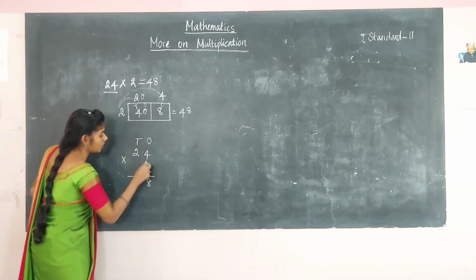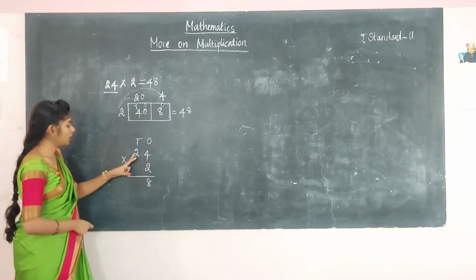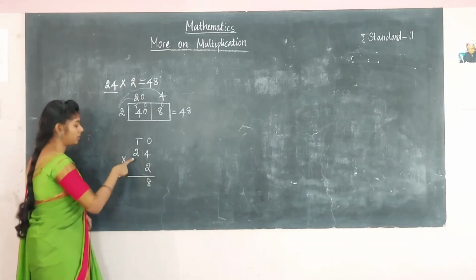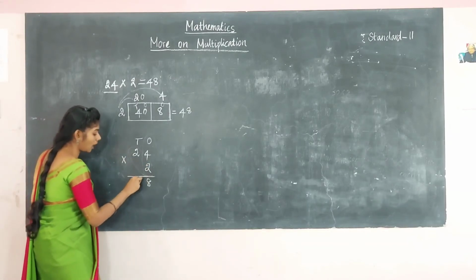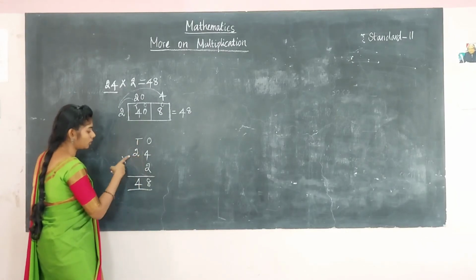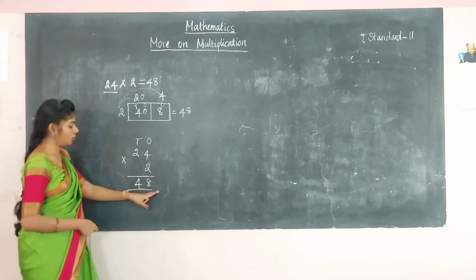First you have to multiply in the ones place, and then only in the tens and the ones you have to multiply. And here 2 2s are 4. You have to write the number here. Here you are multiplying the tens place and the ones, so you have to write in the tens place. So the answer is 48.